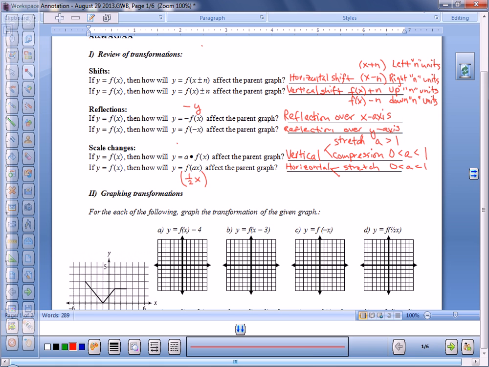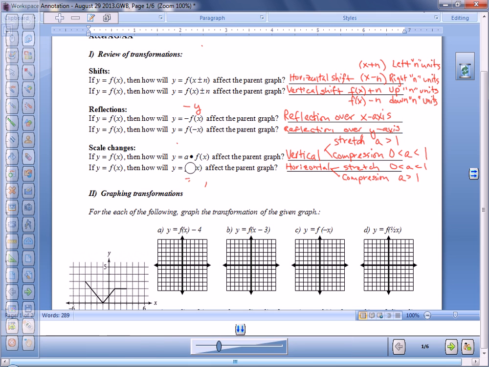All right, so it's called compression when that multiplier is greater than 1. And I'll give you an example with real numbers in a minute so that it actually makes a little more sense.